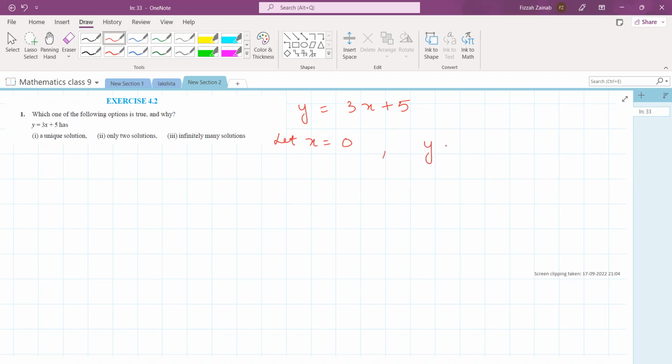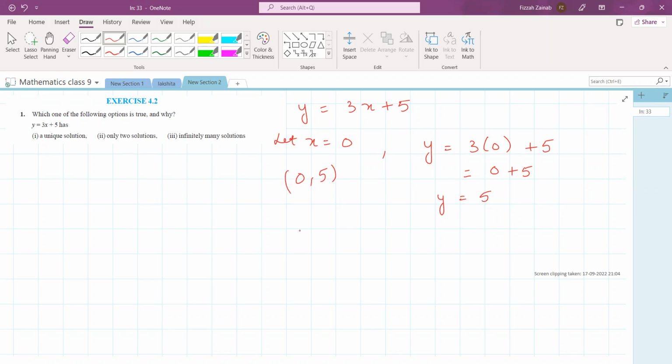So y is equal to 3 into 0 plus 5, which is equal to 0 plus 5. So y is equal to 5. So I get one solution, which is 0 and 5.